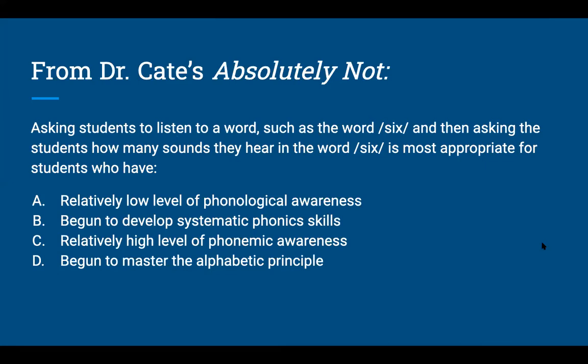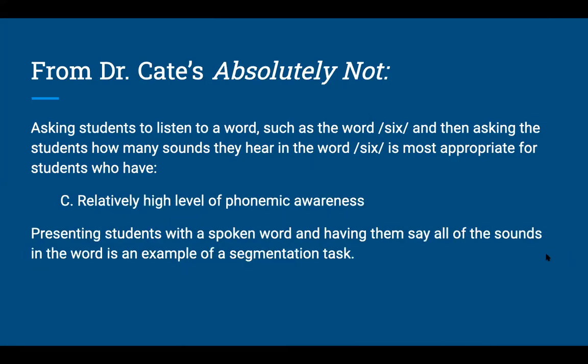So then this is a question from Dr. Kate's Absolutely Not book. Some of you may have that book from Education 302. So asking students to listen to a word such as the word six, and then asking the students how many sounds they hear in the word six, is most appropriate for students who have A, relatively low level of phonological awareness, B, begun to develop systematic phonics skills, C, relatively high level of phonemic awareness, or D, begun to master the alphabetic principle.